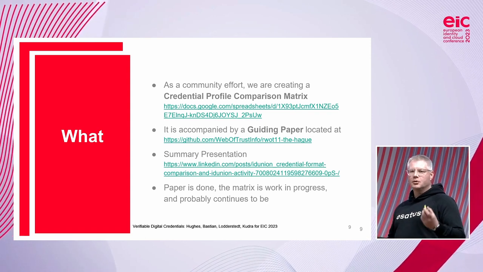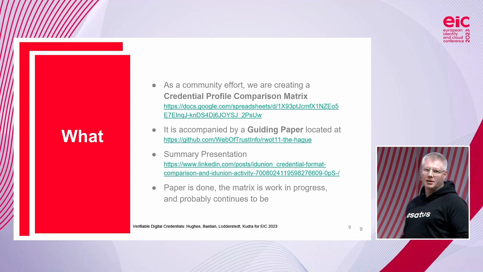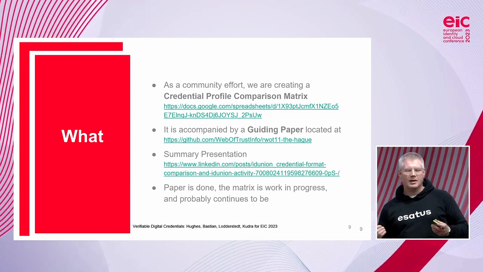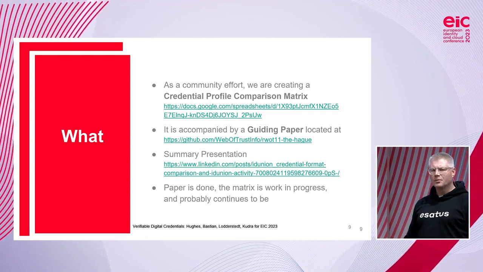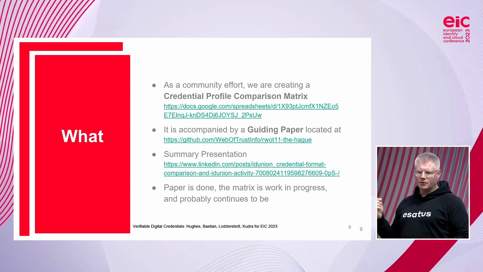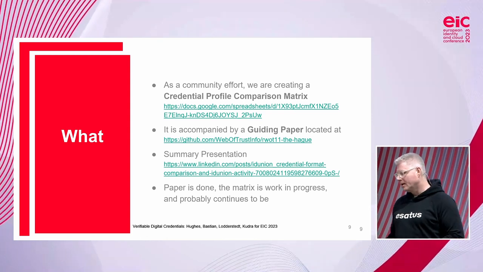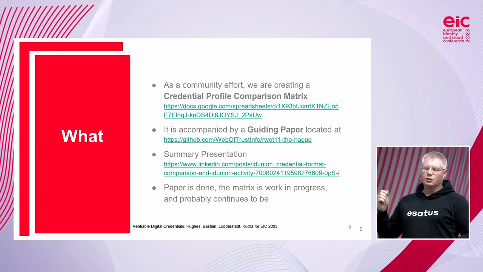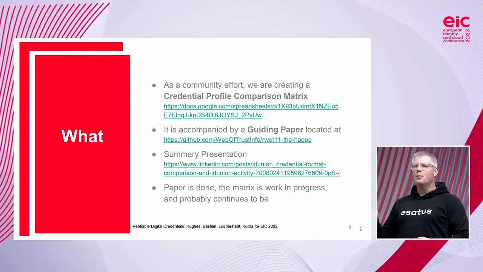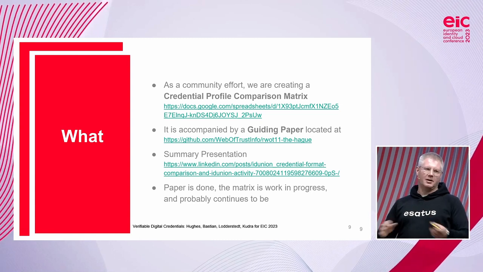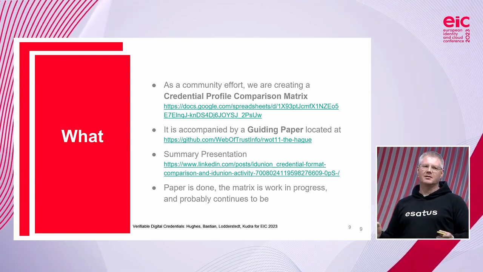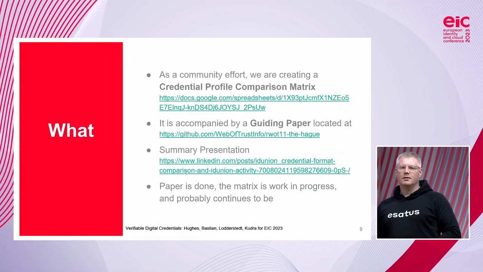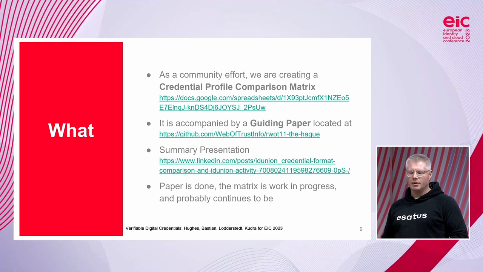What are we trying to achieve here? To bring clarity to the mysticism of verifiable credentials, data types, and formats. We have approached this topic together as a community effort, and this is a much larger group than is here on the stage right now, to create a credential profile comparison matrix. Very complicated setup already, but that's exactly the reason why we did it. And all this work is accompanied by a guiding paper that is also published.